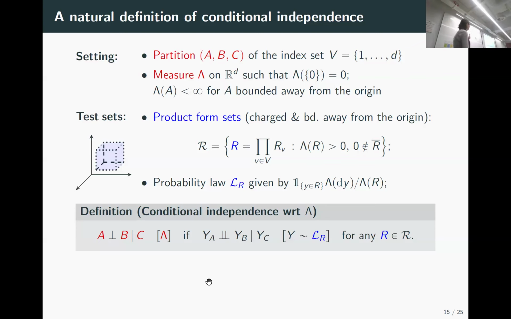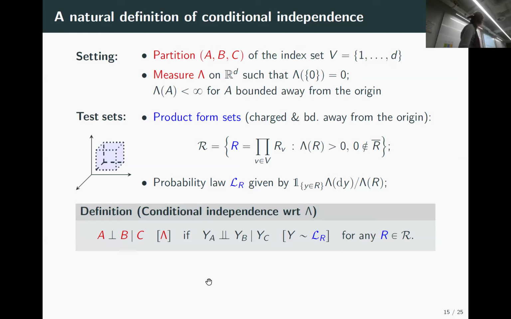So we say that the measure lambda lives on such a space, but with several components. Each component corresponds to one node in the graph, basically. And so we say that A is independent of B given C with respect to lambda if classical conditional independence holds whenever we go away from the origin. Does this make sense?